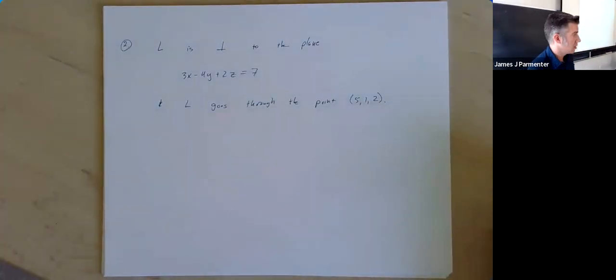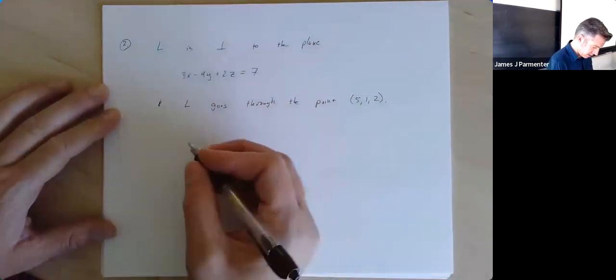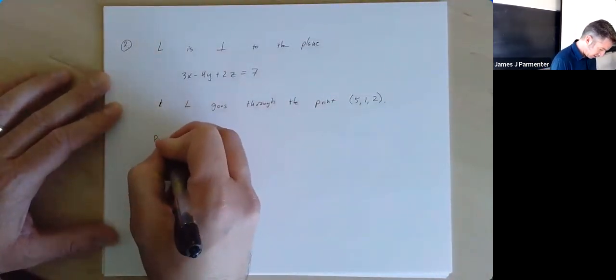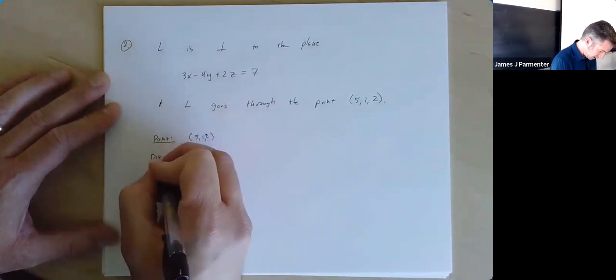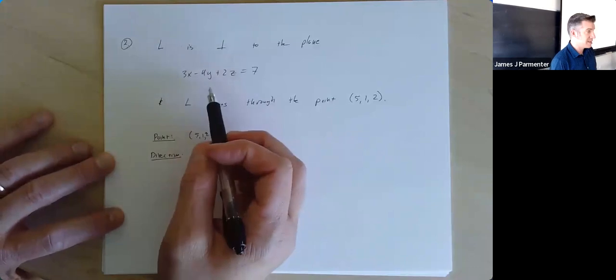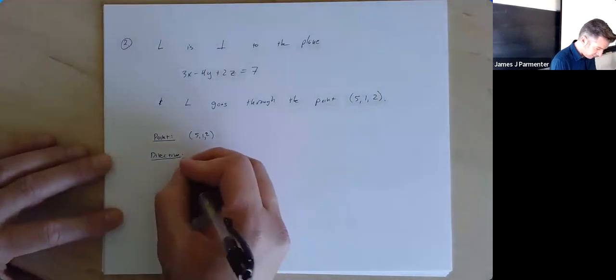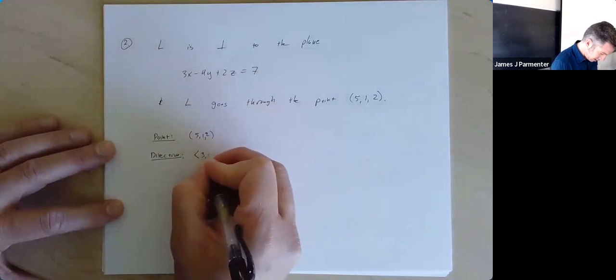All right, so to find the plane equation, like the previous problem, you need both a normal vector and a point. To find the line, you just need the direction vector of the line and the point. Since we already have the point, we just need the direction. The point it goes through is 5, 1, 2. And the direction it's going in, well, we know it's normal to this plane, and this is really beautiful: the plane equation gives you the normal vector right off the bat. So the direction of this normal line, this normal vector, is 3, -4, 2.